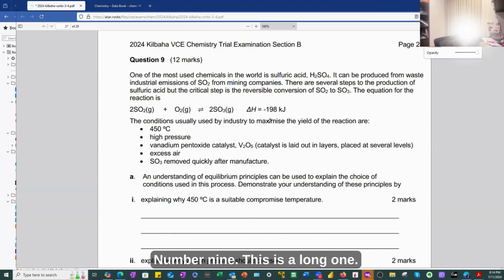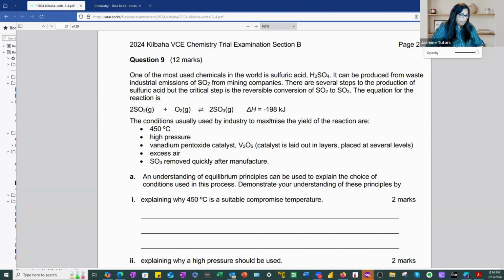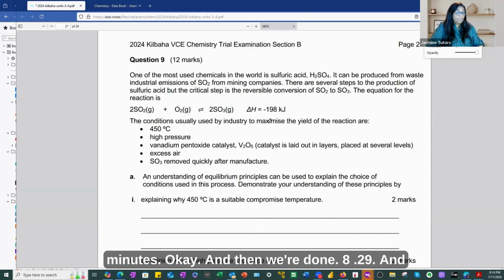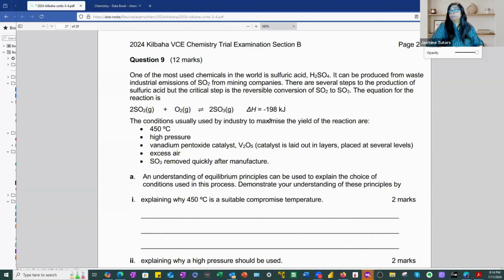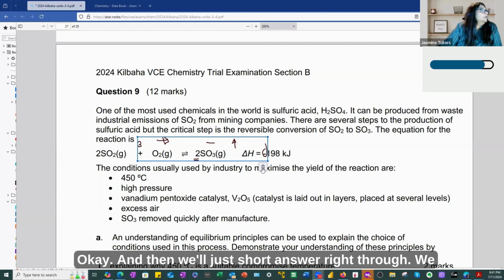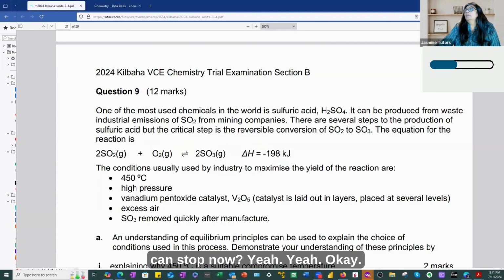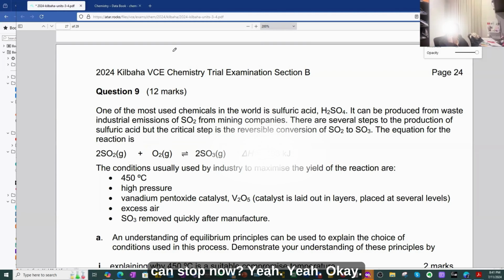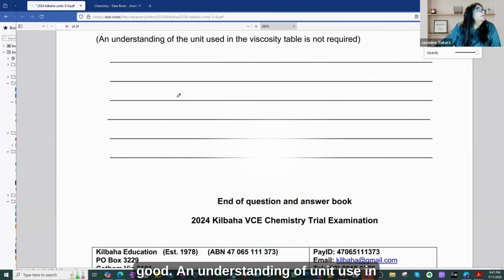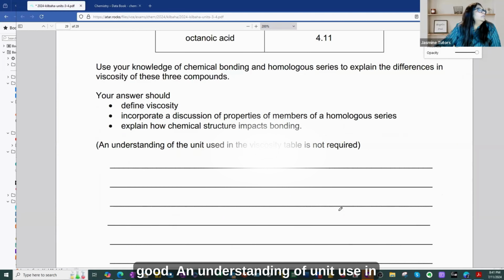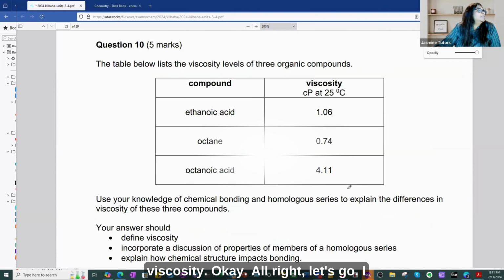Number 9, this is a long one. Hold on, 1.25 times 12, 15 minutes, okay? And then we're done. 8:29, and then I'll go through it with you. Last question. Okay, we can stop now. I didn't really finish, but I can tell you where I was going. Good, an understanding of the unit used in viscosity. All right, let's go.